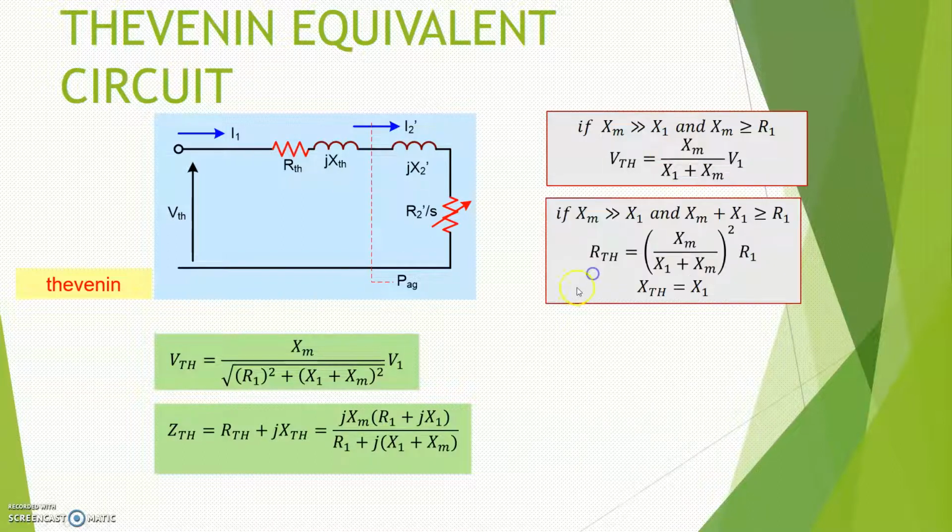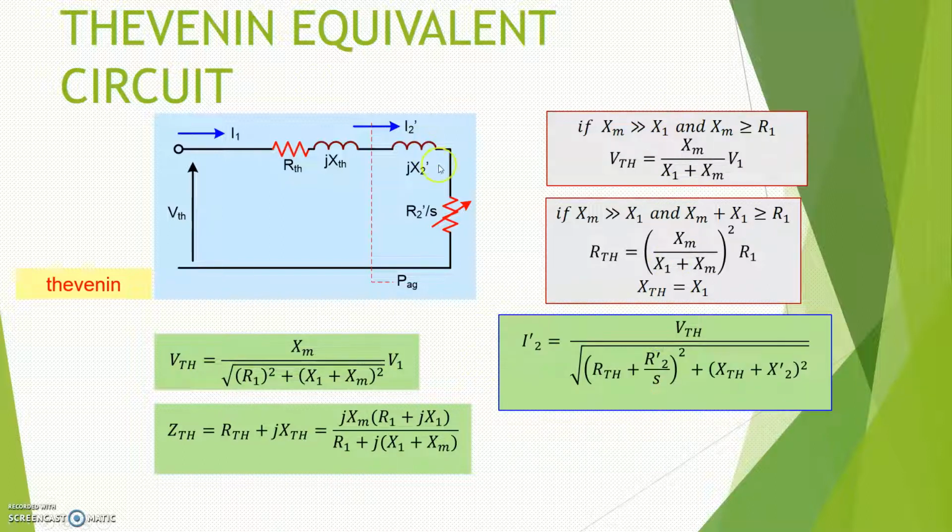For the Z-Thevenin, if XM is much larger than X1, then you can cancel this thing, and here also, you can cancel this thing, and you can also cancel these two. And since XM plus X1 is much greater than R1, you can just cancel your R1. So finally, your R-Thevenin will be equal to XM divided by X1 plus XM, squared, multiplied with R1, and your X-Thevenin will be equal to your X1. This comes from these two equations, but in the simplified version.